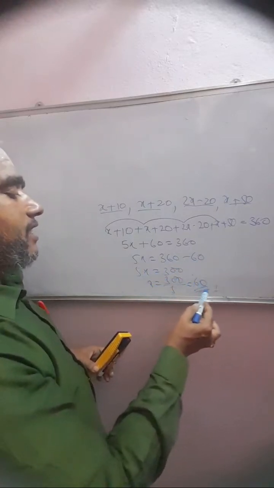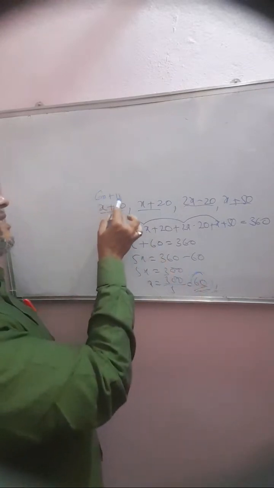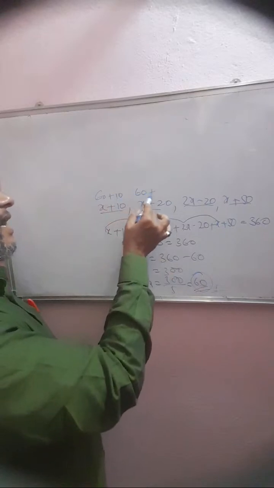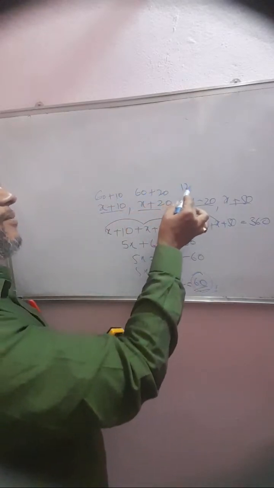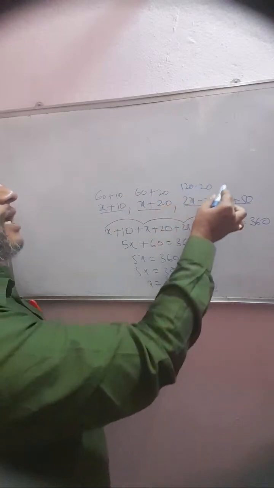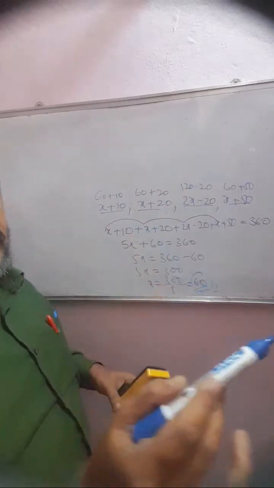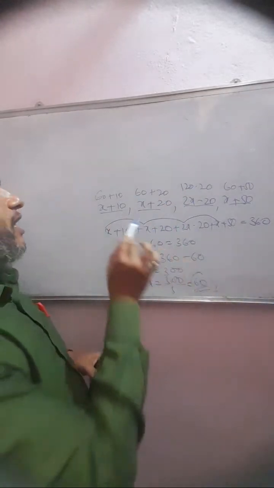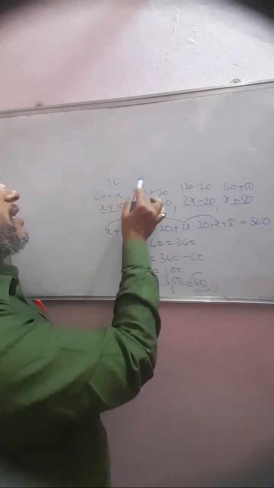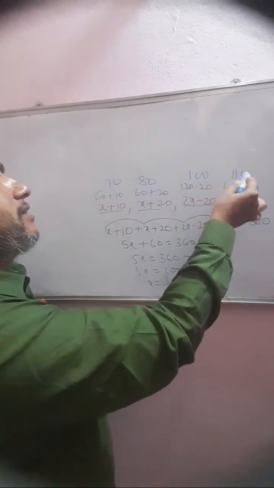So what is the angle? 60. So x is equal to 60. So the first angle is 60 plus 10, the second angle is 60 plus 20, the third angle is 120 minus 20, and the fourth angle is 60 plus 50. Actually they asked only the value of x, which we found here. But if we want to find the four angles also, this is 70, this is 80, this is 100, and this is 110.